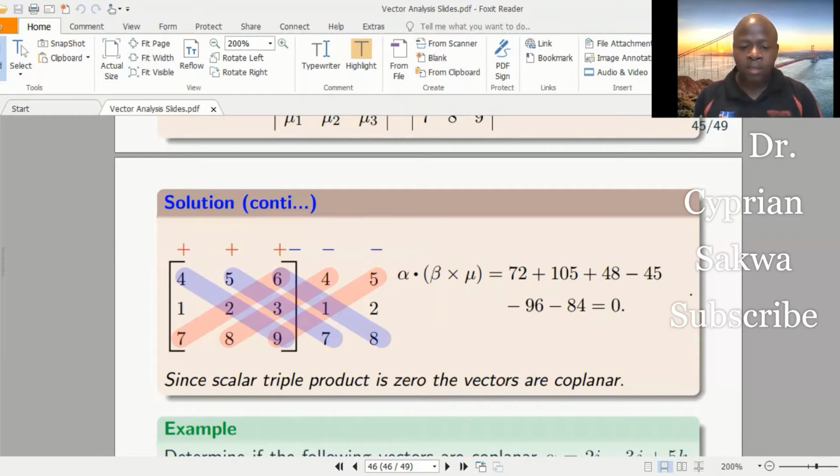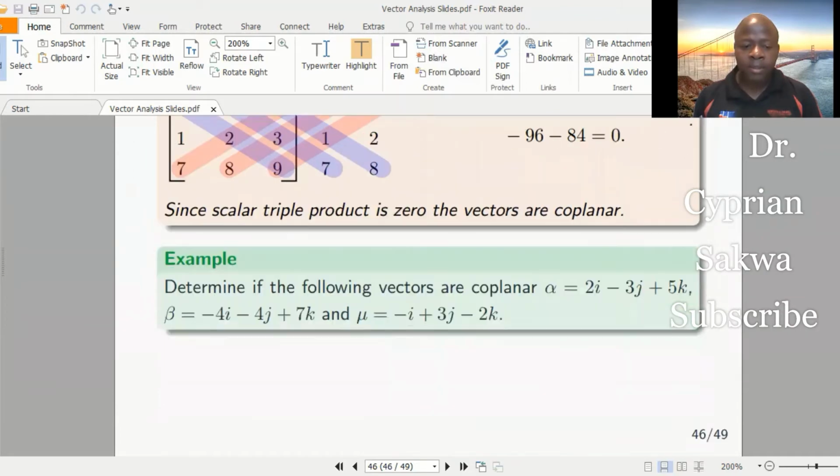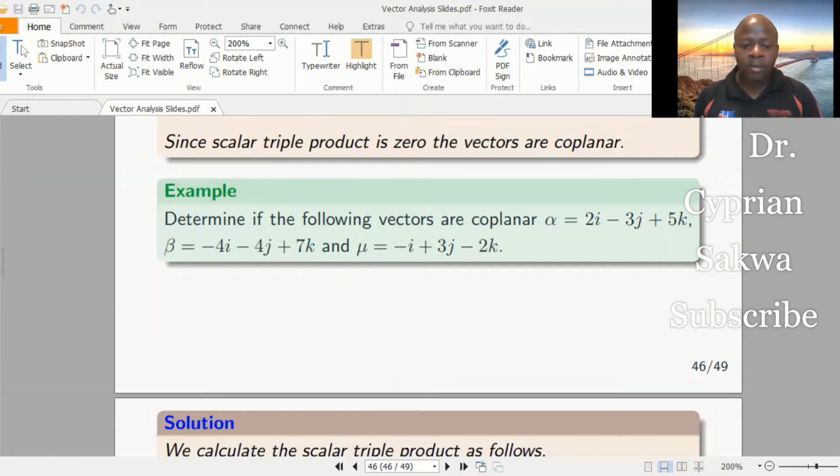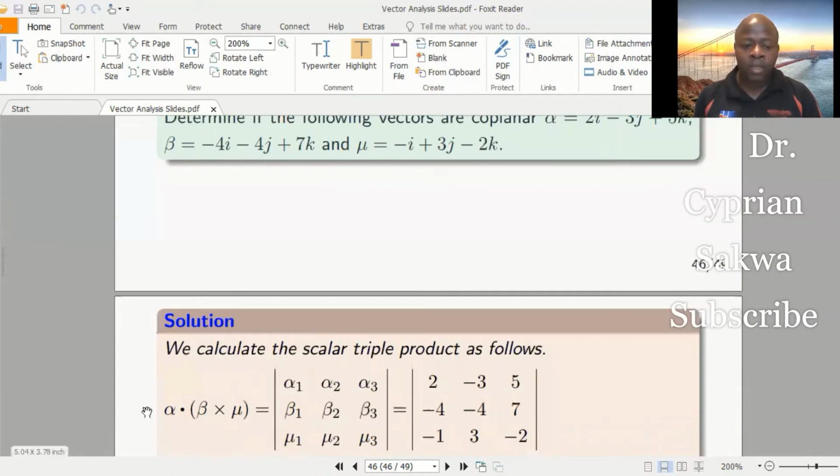Let's look at another example. The example is, determine if the following vectors are coplanar, and these are the vectors alpha, beta, and mu. So I'll use the scalar triple product again. I find the scalar triple product, so that is alpha dot beta cross mu.